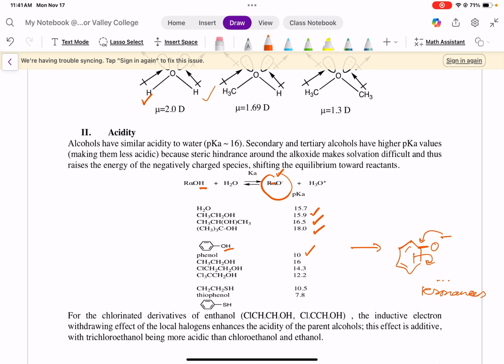So it's pretty stable, okay? And that's why the acid is pretty good. The hydrogen is very acidic, it's 10. Now, ethanol is 16, and notice when you put in the halogens, it becomes more acidic, a smaller pKa, which is more acidic. That's because the halogen pulls electrons toward itself, making the hydrogen more positive, known as the inductive effect.